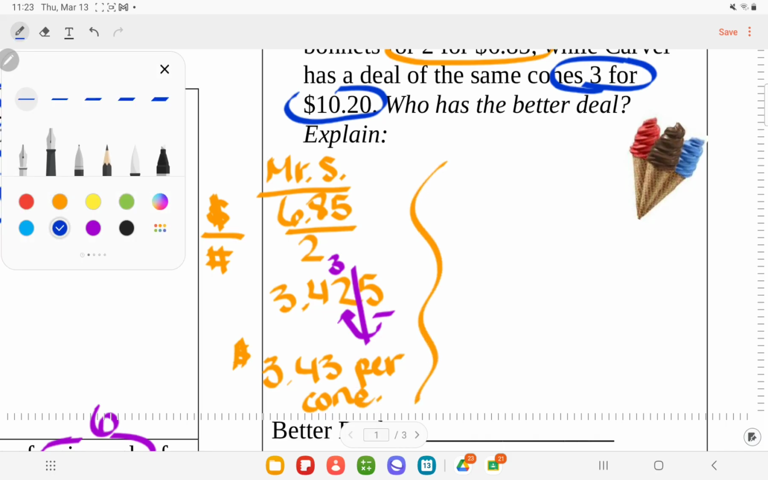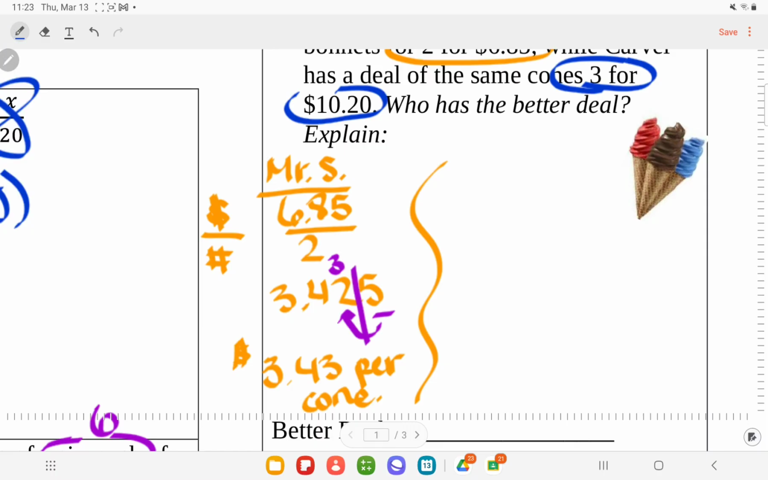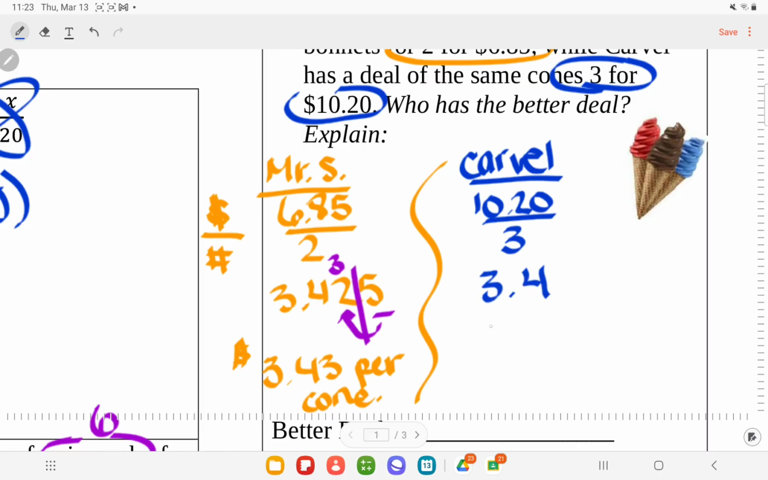And the other side is Carvel. Carvel is selling 3 cones for $10.20. We're going to take the 10.20 just like we did over there and divide that by 3. 10.20 divided by 3 in your calculator becomes 3.4. You need to know how to make that look like money. This one we're going to wind up having to give a 0 at the end because money always goes out 2 places, and dollar sign in front. We've got $3.40 per cone.